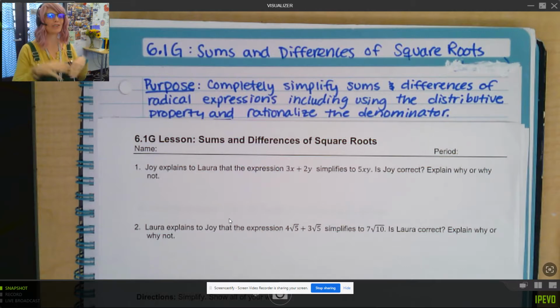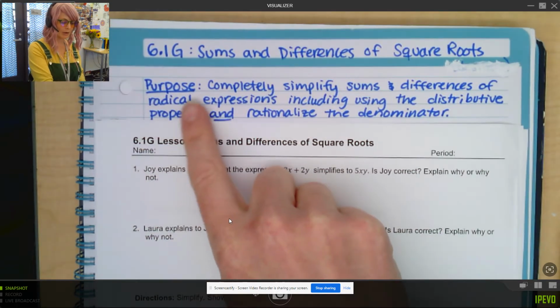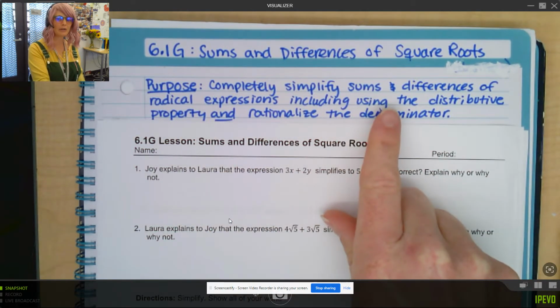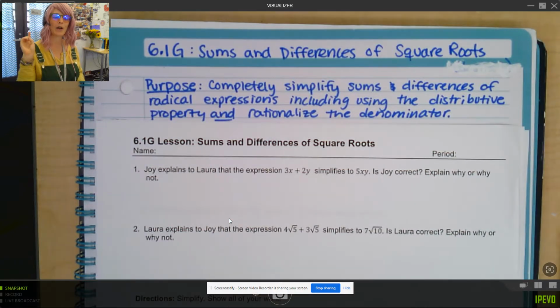So, we know so much about simplifying radical expressions that we are going to be getting into sums and differences of square roots. We know about simplifying them, and we know about multiplying and dividing them. We're going to get into sums and differences, and we like to think about them kind of like terms when we're adding and subtracting. I'll talk about what I mean in a second. Our purpose is to completely simplify sums and differences of radical expressions, including using the distributive property and to rationalize the denominator. Okay, so let's get started.